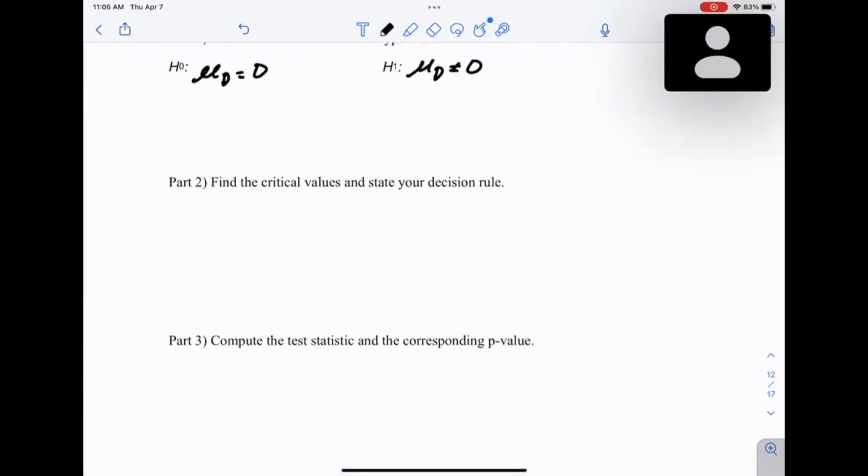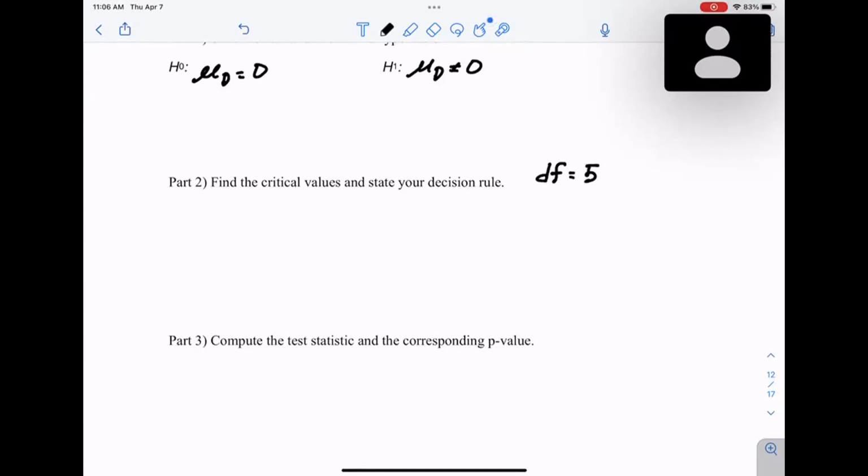Then it says find the critical values and state your decision rule. What kind of critical value is it going to be, a z or a t? Yeah, it'll be a t because you're computing the sample standard deviation. So you're going to find a critical t value. So you need the degrees of freedom. And what would be the degrees of freedom in this case? Yeah, you have 6 pairs and then minus 1, so 5.